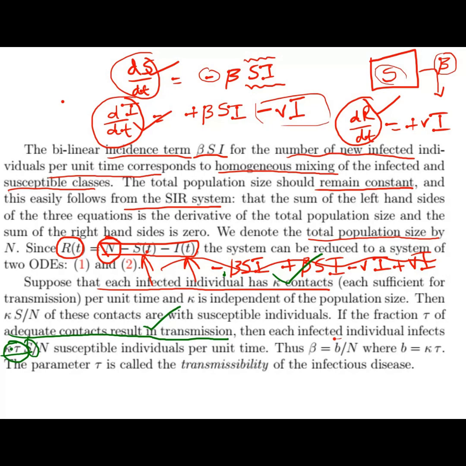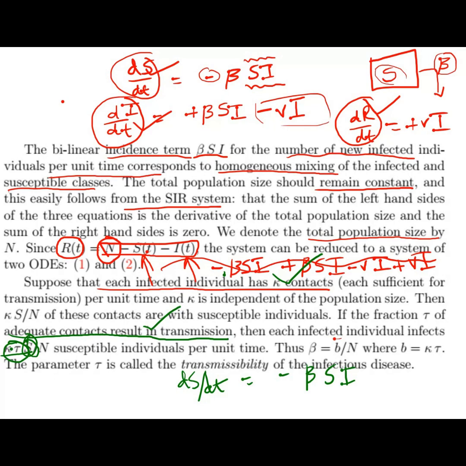So we remember that we were saying that dS/dt is equal to minus beta S I, isn't it? But now we are getting a more precise definition of what beta might be. We are now finding out that beta is actually equal to K tau, or as you can see there, beta is equal to K tau over N, if we are to exclude the susceptible population there. So the parameter tau is called the transmissibility of the infectious disease.